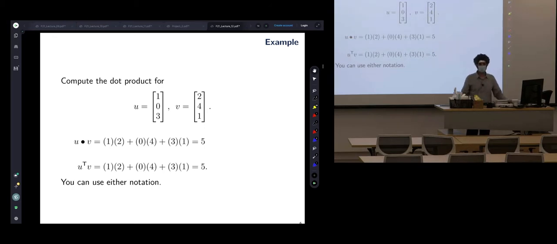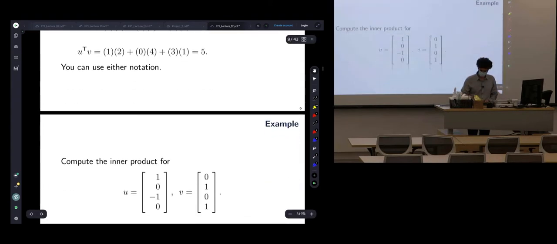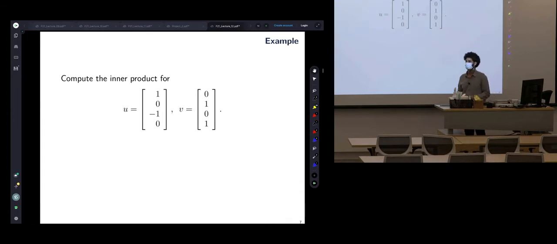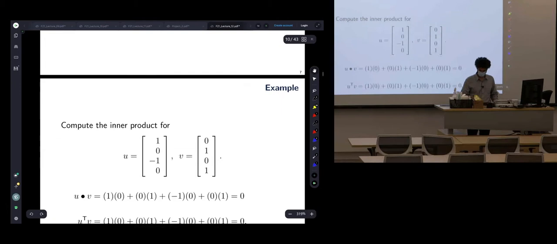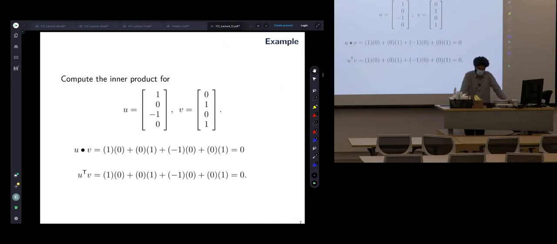Okay, so whatever convention you use, you get the same answer, not surprisingly. What about these two? Can you do it with your mind? 1 times 0 plus 0 times 1 plus minus 1 times 0 plus 0 times 1. It's always 0. This was a 4-dimensional example for you.